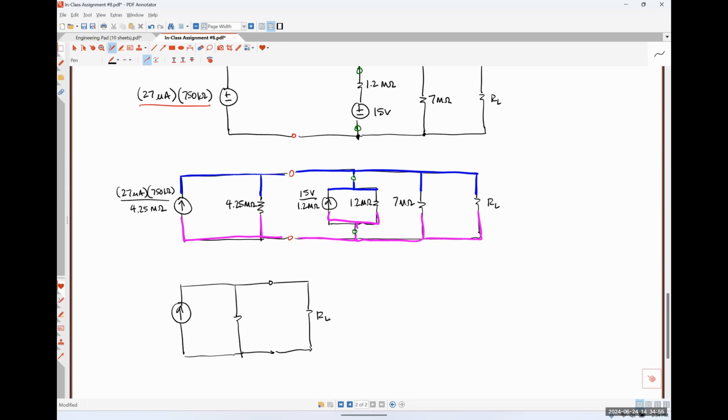So I'm going to do exactly as Baylor suggested, and I'm just going to say, so 1 over 4.25 plus 1 over 1.2 plus 1 over 7, all of that to the -1 power. So that's just me combining all of those resistors in parallel. And it looks to me like it's going to be 0.825 and some change megaohms, or 825.436 kiloohms.